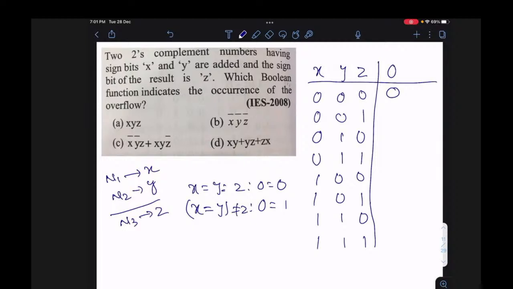In this case, x is not equal to y. X is not equal to y means these are two opposite sign numbers, so there is no chance of overflow. Here I'm putting 0. And the same is the story for this as well. You can see here, x and y are not the same.